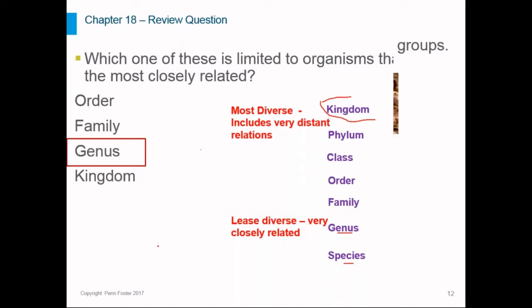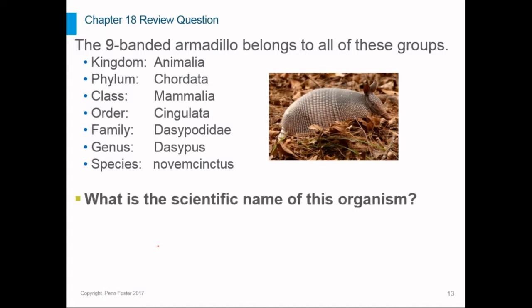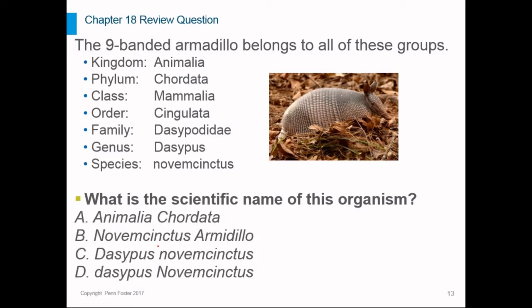And we have another review. This one's not a poll because I needed to leave the picture and the information on the screen. So when the question comes up, we'll just think about it and then I'll give you the answer. The 9-banded armadillo, this little guy on the screen, belongs to all of these taxa: kingdom, phylum, class, order, family, genus, and species. So what would we name it? What is the scientific name of this organism? Here's some multiple choice. I'm going to give you about 15-20 seconds to think about it, and then we'll go over what the answer is.